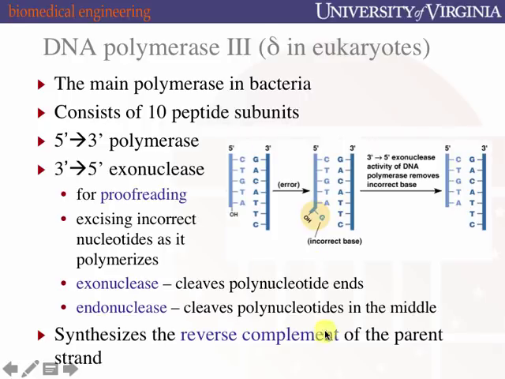In other words, I would read the parent strand here, CTTACAG, 5' to 3', always. The daughter strand is the reverse complement, and it would read CTGTAAG. We good with that?